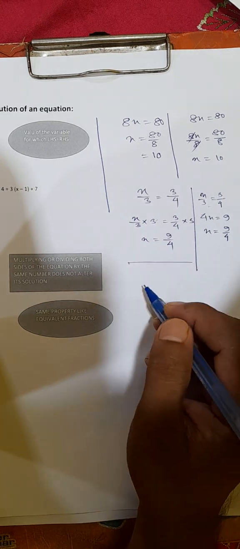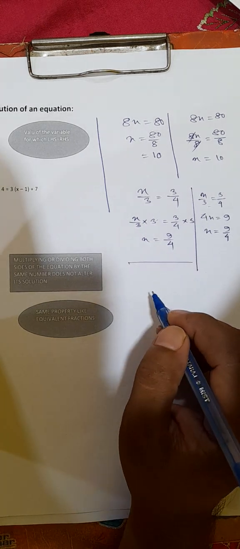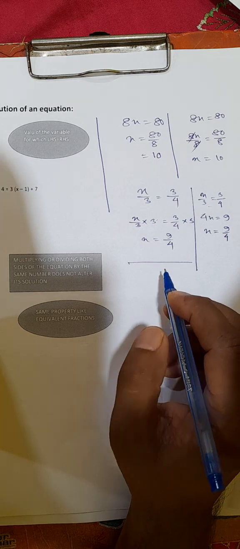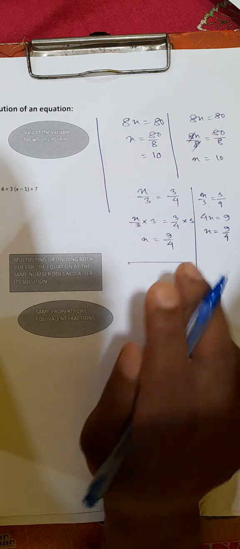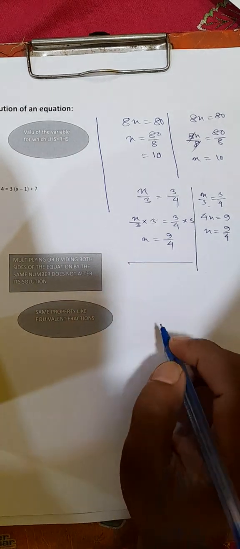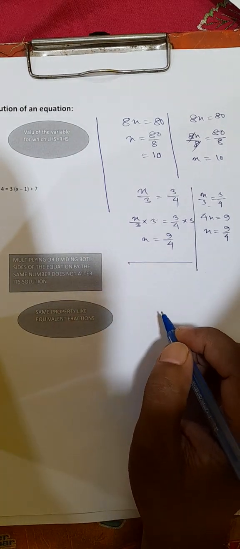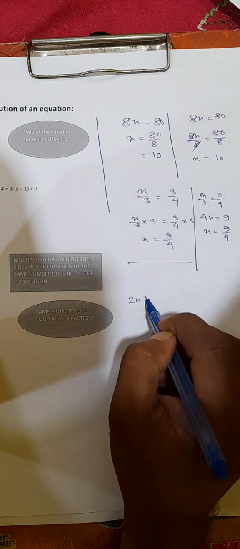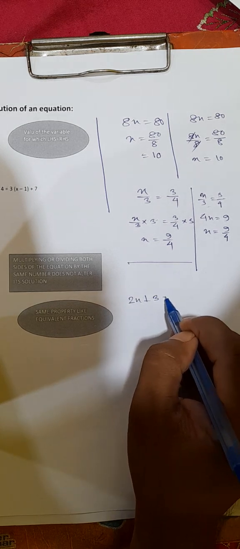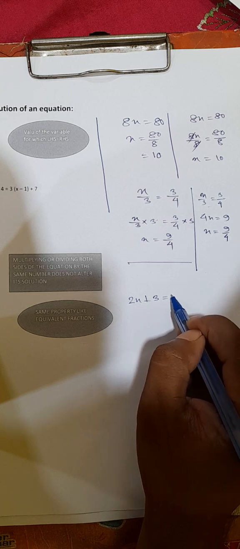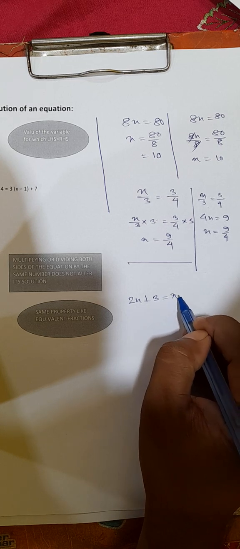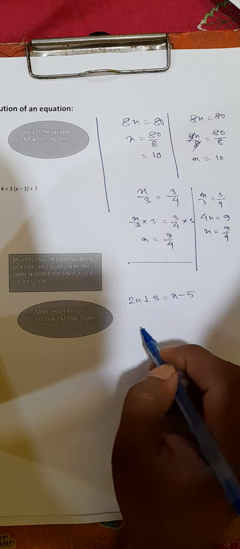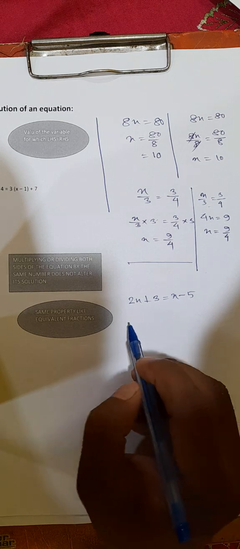The next property we will discuss here is that transposing a term of the equation from the left hand side to the right hand side, or from the right hand side to the left hand side, will not alter the solution of the equation. Let's take an example: 2x plus 3 equals x minus 5. Now try to solve this equation.